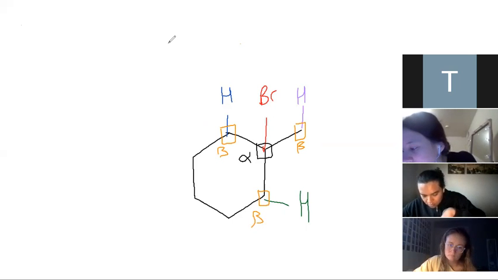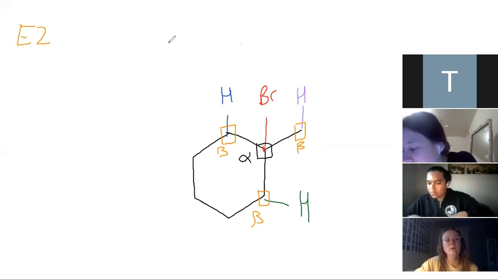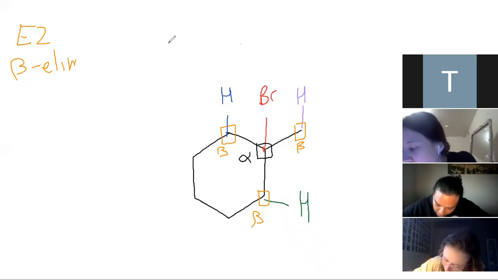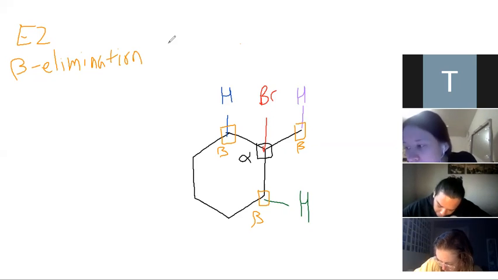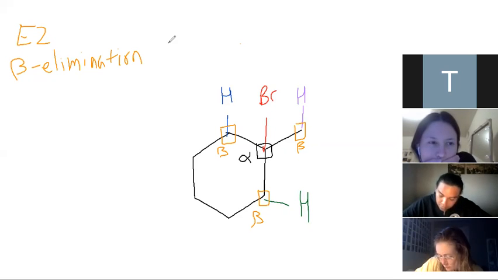So E2 reactions are also called beta elimination reactions. That's the fancy name for these. In a beta elimination reaction, we are going to take a proton from a beta carbon. That is going to form a double bond. And in that process, we are going to kick off our leaving group, right?